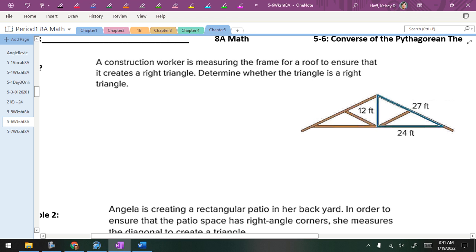I want you guys to go to the back and do that problem completely on your own. 12, 24, and 27. Determine for me whether or not it's a right triangle. You and Petro work together. Fix this.